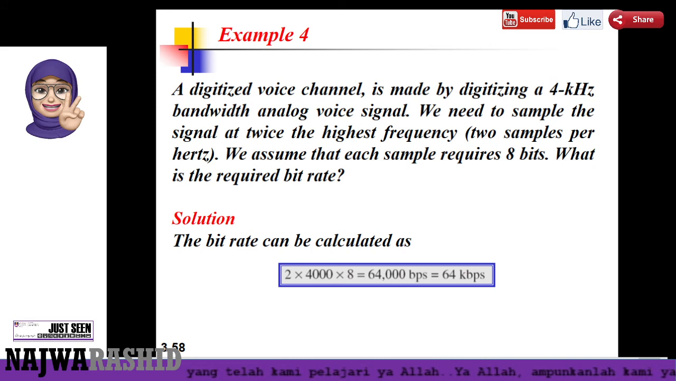Another example: when we digitize a voice channel, it is based on digitizing a 4 kHz bandwidth analog voice signal. We need to sample the signal at twice the highest frequency, 2 samples per hertz. We assume that each sample requires 8 bits. What is the required bit rate? The bit rate can be calculated as 2 times 4000. This is kilohertz, so we change kilohertz to hertz: 4000 hertz times 8 bits. So we get 64,000 bits per second, and then we can convert it to kilobits per second.